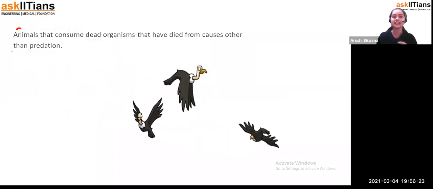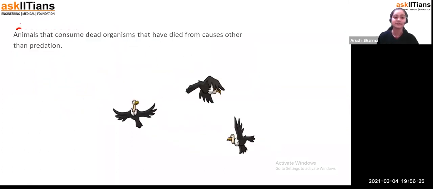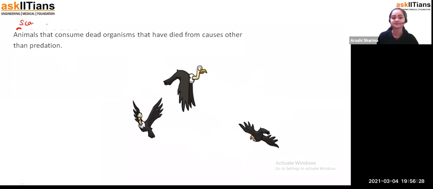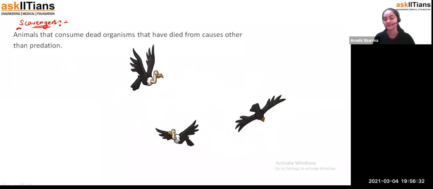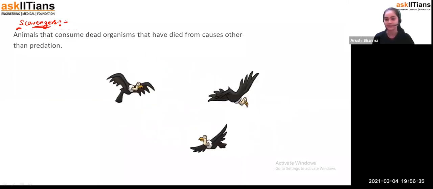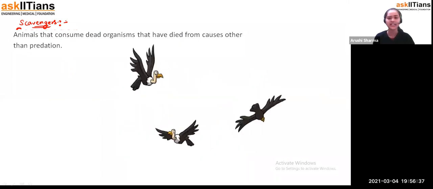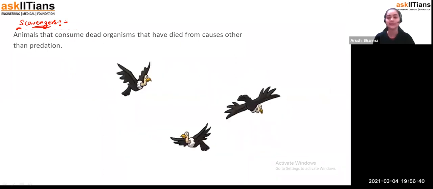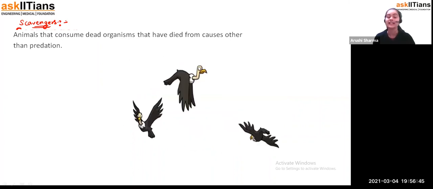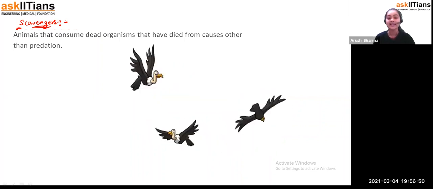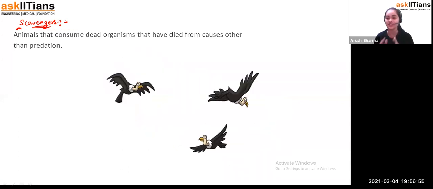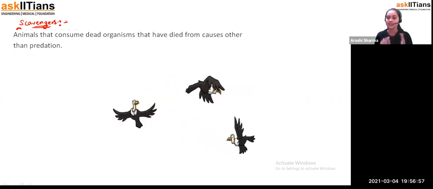Now coming to the different type of animals. These are the type of animals which we call scavengers. Now, what are the scavengers, students? We have talked about herbivores, carnivores, omnivores. Now, there is one particular type of animals that we call scavengers. So, scavengers are those type of animals which consume dead organisms that have died because of any other cause than predation.